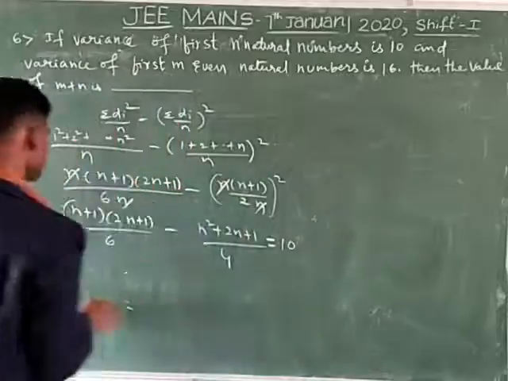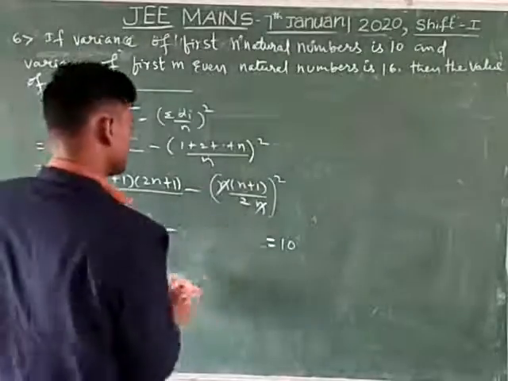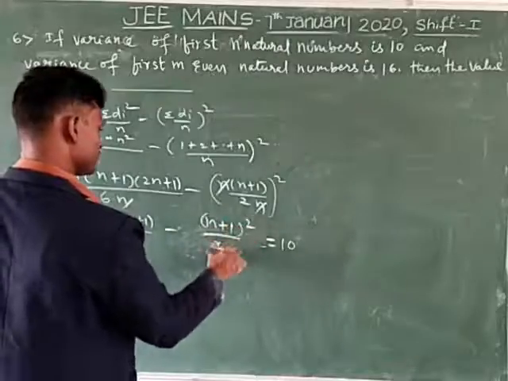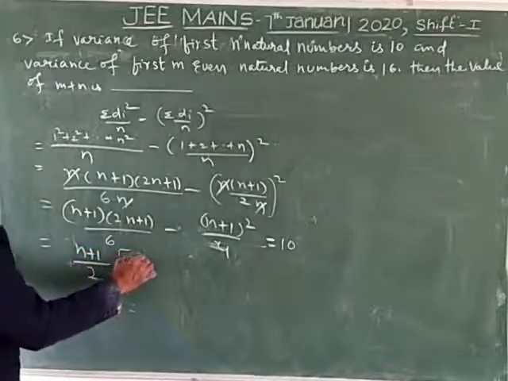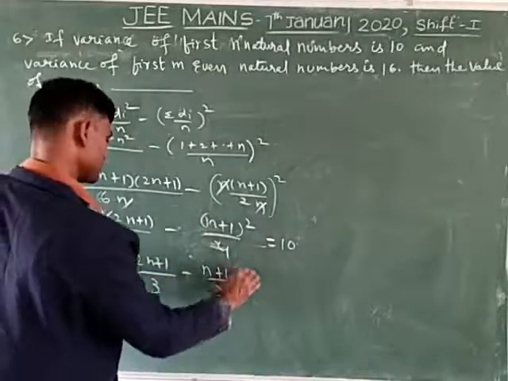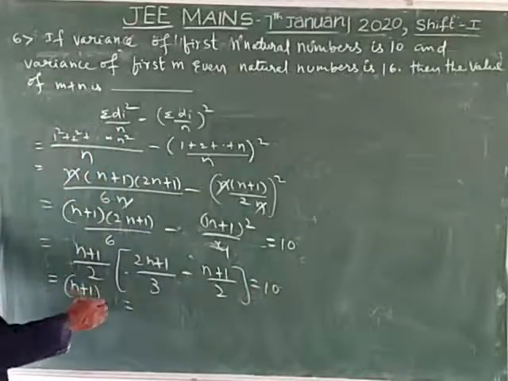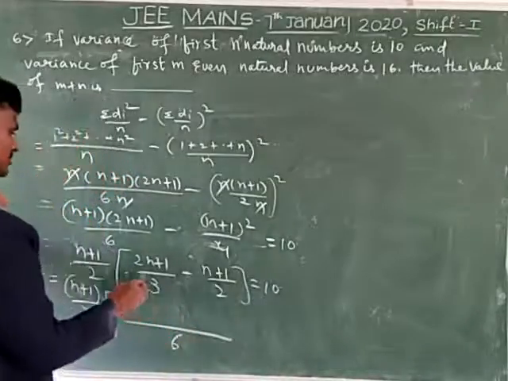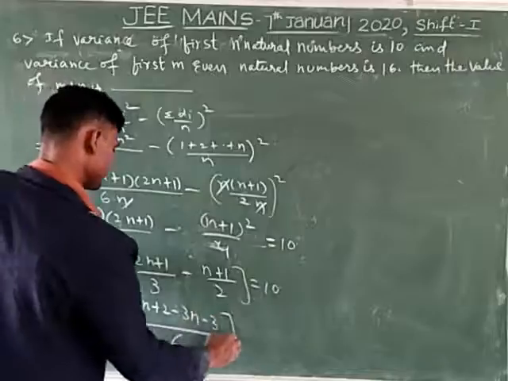Now the variance of the first n natural numbers is equal to 10. Simply take n plus 1 by 2 common, and here you can take 4. Take n plus 1 common, and take 2 common: n plus 1 by 2 into 2n plus 1 by 3, minus n plus 1 by 2, is equal to 10. Now n plus 1 by 2 into, taking LCM 6, 2 into 2n plus 2, minus 3n minus 3, is equal to 10.